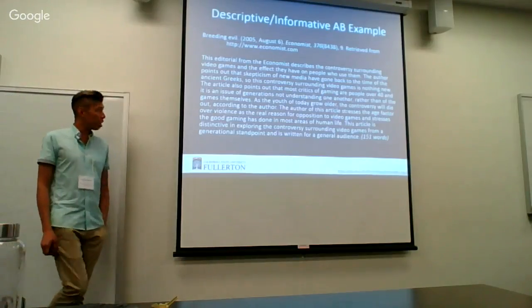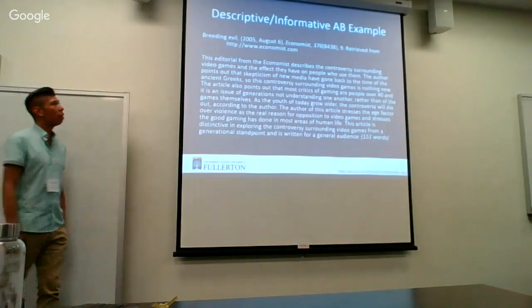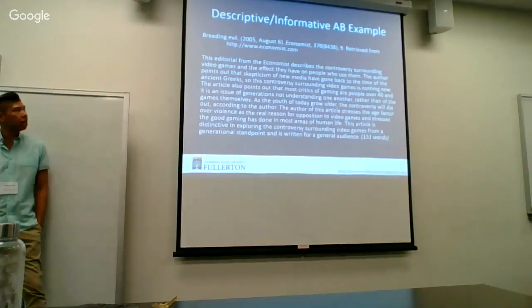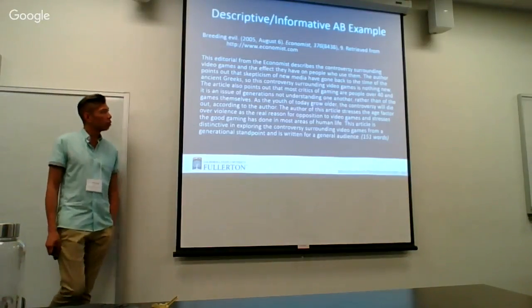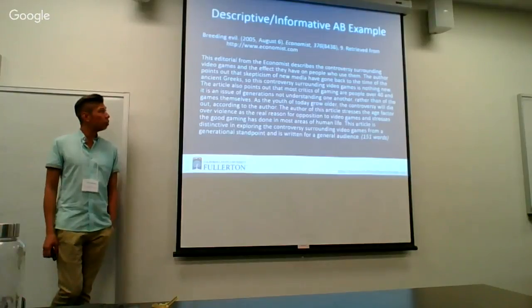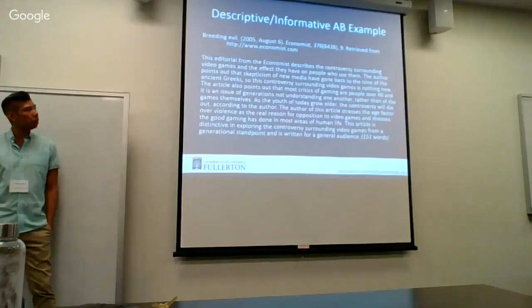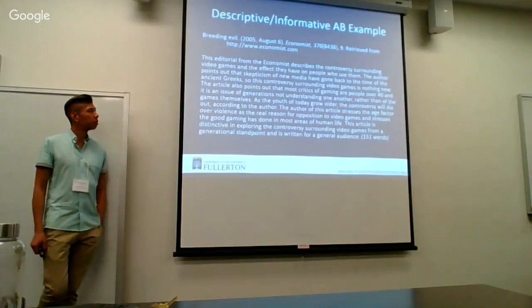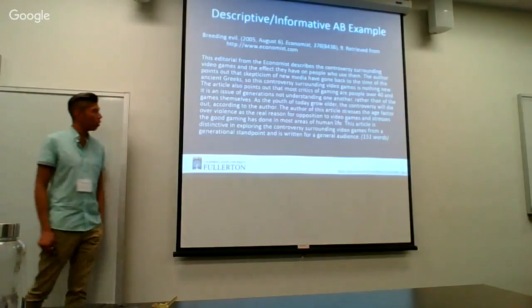This editorial from The Economist describes the controversies surrounding video games and the effect they have on people who use them. The author points out that skepticism of new media have gone back to the time of ancient Greeks. This controversy surrounding video games is nothing new. The article also points out that most critics of gaming are people over 40, and it is an issue of generations not understanding one another, rather than of the games themselves. As the youth of today grow older, the controversy will die out, according to the author.